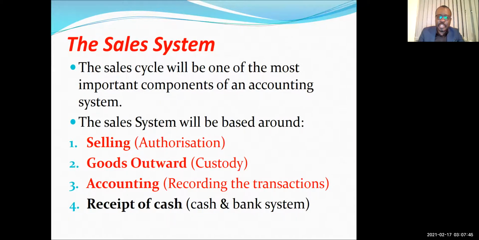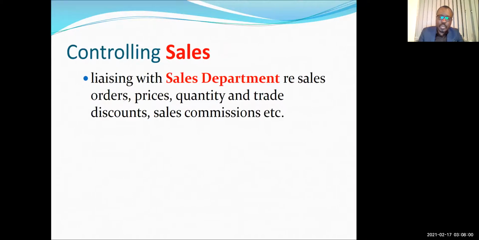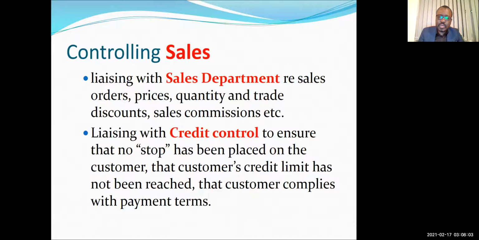The sales system, where we sell, okay? What are the processes in the sales system? We're looking at selling, authorization, who is fixing the selling price, goods outwards, custody, and then accounting. And of course, we receive cash when we sell. So we work with the sales department and work with credit control. We sell, sometimes we provide credit facilities to customers that pay 10% of the amount that you are owing in the next 3 days, and you get this discount. Okay, so we need to also work with the credit control to ensure that discounts which have been applied and credit limits are not breached by the customers.